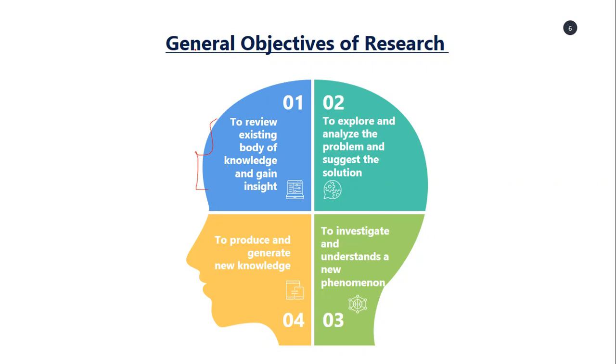Next, the general objective is to explore and analyze the problem and suggest the solution. So research does not only help you study the problem, but at the end it gives you suggestions, recommendations in the form of conclusions regarding that particular problem. And this happens by investigating or understanding a new process which helps you to give a new insight. And when we do all this, it's basically to produce and to generate new knowledge.